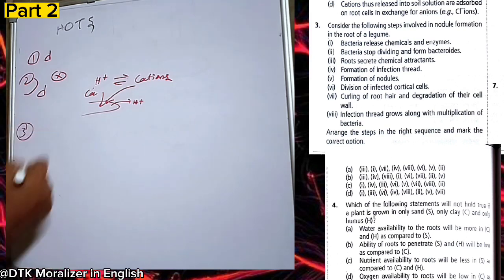Now question number 3. Consider the following statements involved in nodule formation in the root of legumes. Bacteria release chemicals and enzymes. Bacteria stop dividing and form bacteroids. Roots secrete chemical attractants. Formation of infection thread, formation of nodules, division of infected cortical cells, curling of root hair and degradation of their cell wall. Infection thread grows along with the multiplication of bacteria. Arrange the steps in the right sequence and mark the correct option.